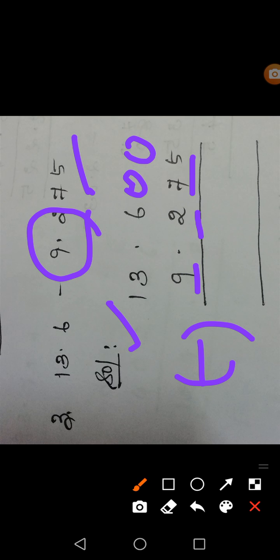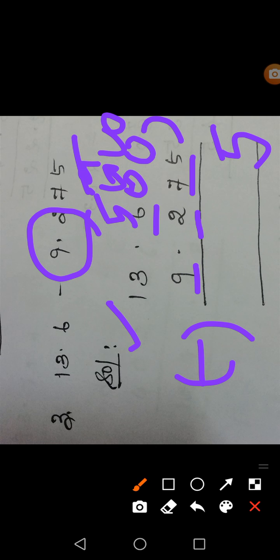So 0 minus 5 is impossible. So you borrow, but that also is 0, so again borrow. This 6 becomes 5, and this number becomes 10. This number becomes 9. 10 minus 5 is 5. 9 minus 7 is 2. 5 minus 2 is 3. Directly put the point.